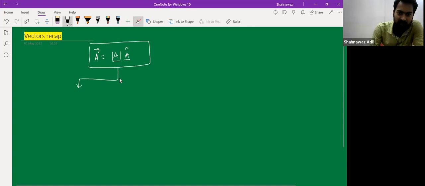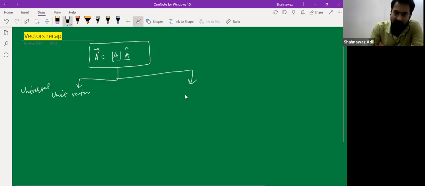One is the Cartesian form, or the universal unit vector form, and the other one is the polar form. So before I do that, what are the universal unit vectors?